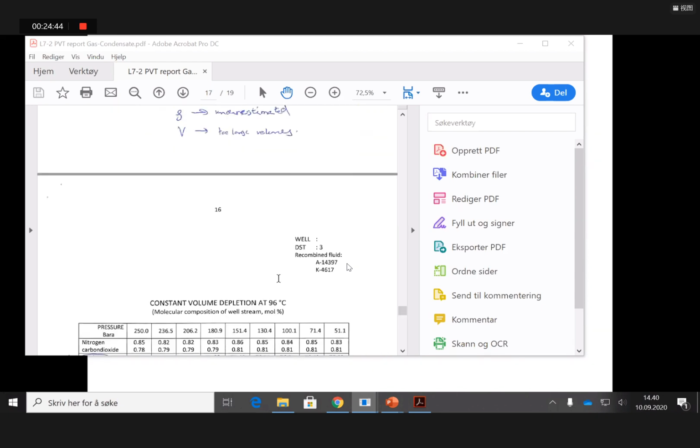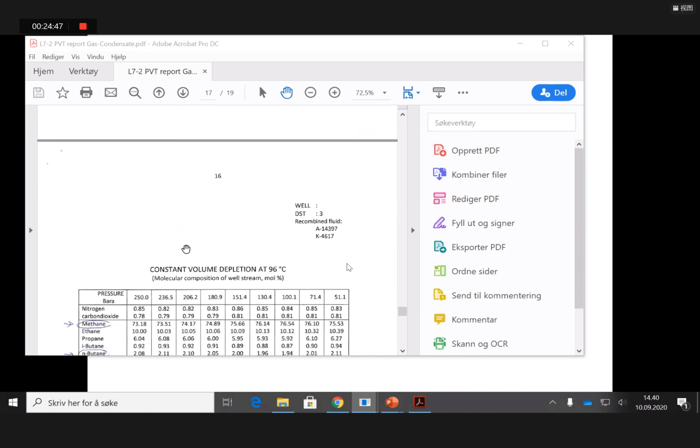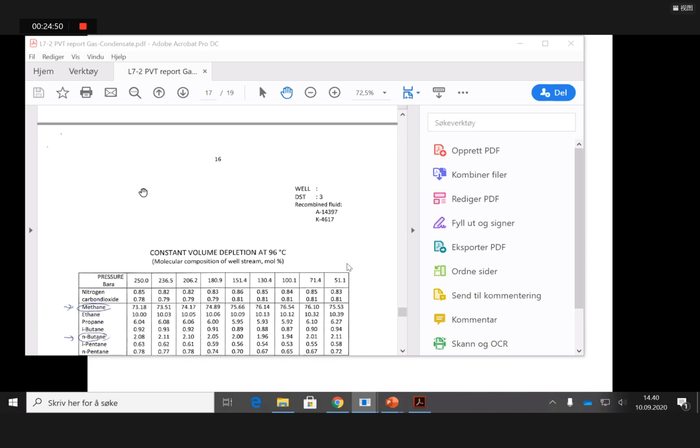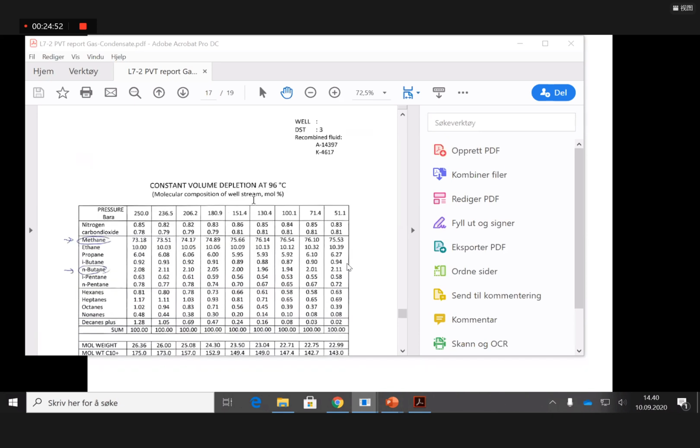Okay, on page 16 in the PVT report, we have the composition of the well stream or the gas produced at the individual stages. If you look at methane, we see that it starts at 73.18 mole% methane in the production, and then it gradually increases to a maximum, and then it starts to decline again. So we're getting a richer gas as we're closing in on the abandonment pressure for the reservoir. So it's getting more methane into the fluid, and then it declines again.